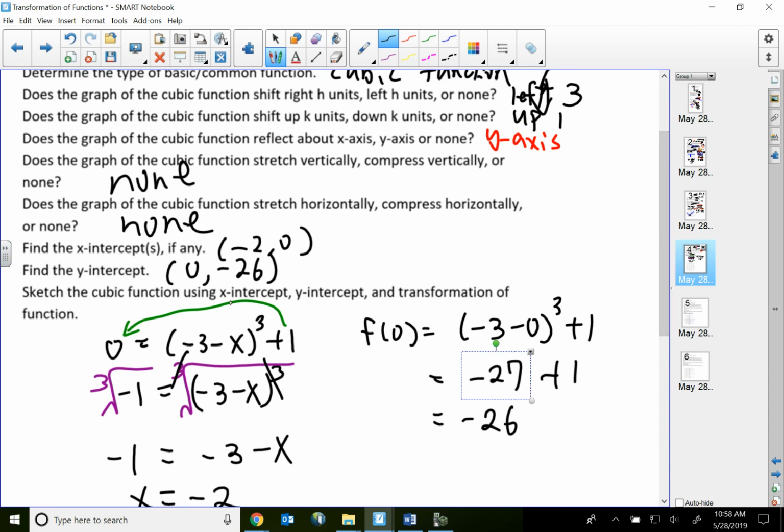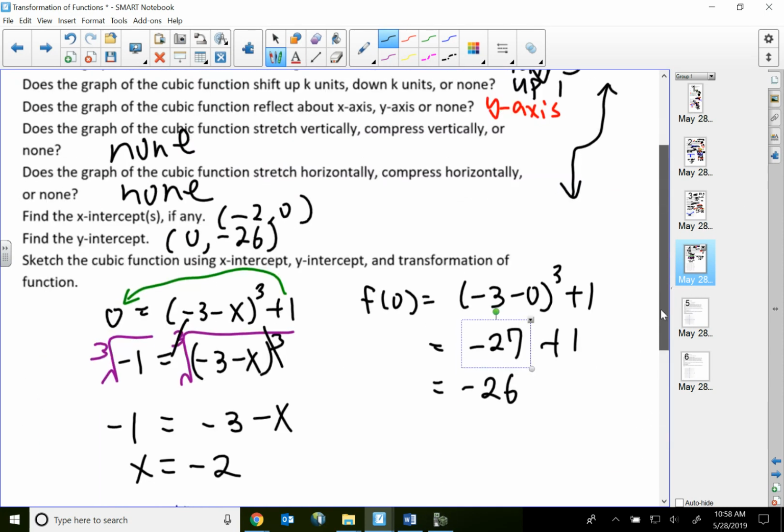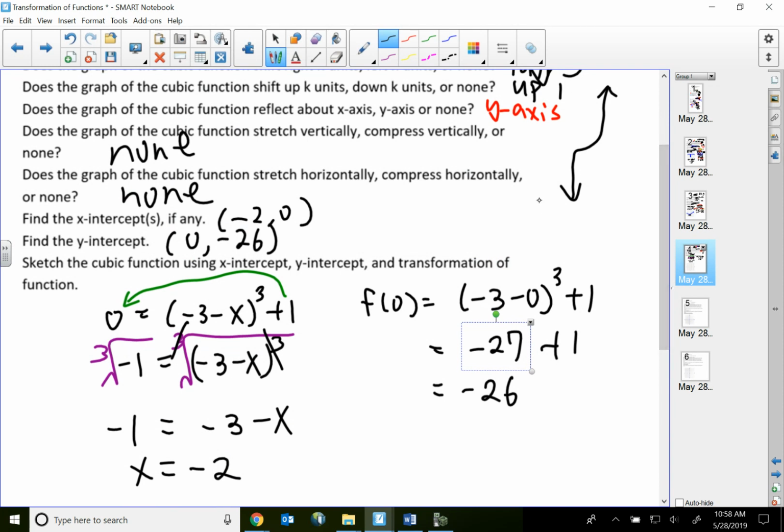All right, sketch the cubic function using the x-intercept, y-intercept, and transformation of the function. So reflection about the y-axis, okay? The regular x to the third picture was this way. Reflection about the y-axis means fold this picture horizontally, so that it actually imprints to the left. I'll show you what it looks like. I'm just going to draw it. It should look like this if I imprint it. But if I actually fold my paper horizontally, let me show you.